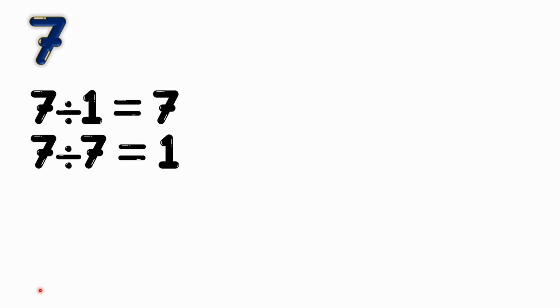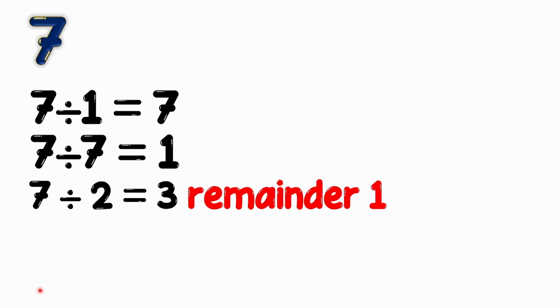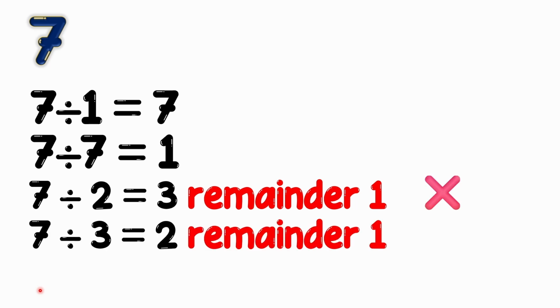So let's try. 7 divided by 1 equals 7. 7 divided by 7 equals 1. So there is no remainder. While trying to divide by 2, 3, 4, 5, or 6, and so on, let's try. 7 divided by 2 equals 3, remainder 1. So there is a remainder of 1. While 7 divided by 3 equals 2, remainder 1.